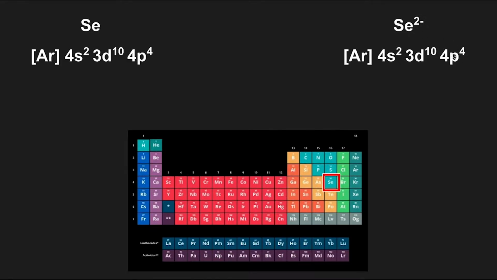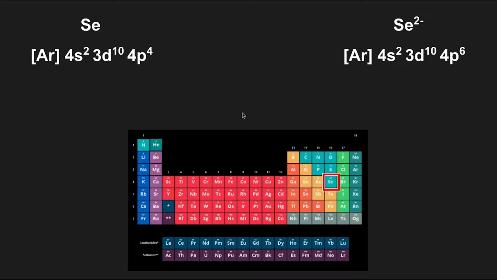And those 2 electrons are going to go into this 4p subshell, because we can see that our 4p subshell still has 2 electron spaces left, because the maximum number of electrons it can hold is 6, and we only have 4. So our new electron configuration would be Ar 4s2, 3d10, and 4p6.